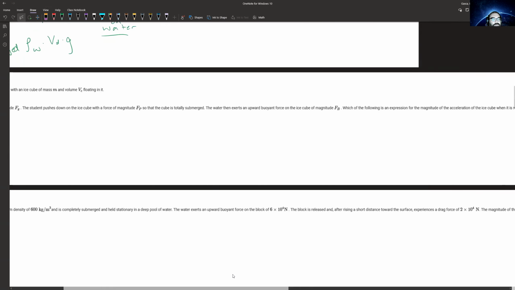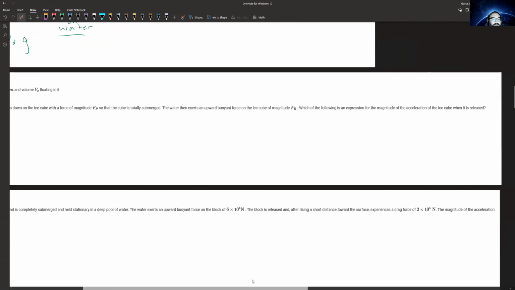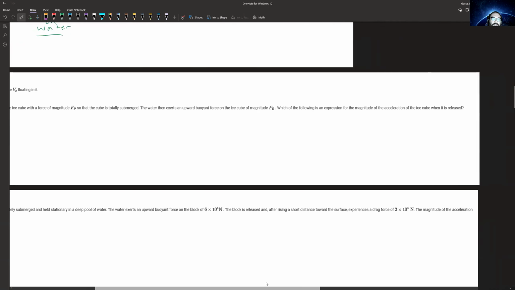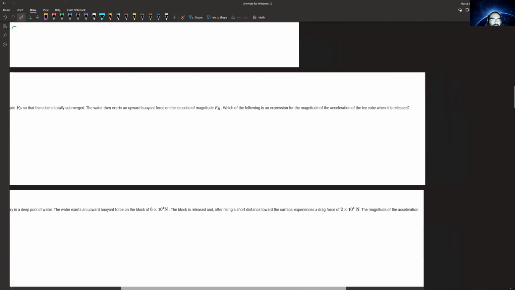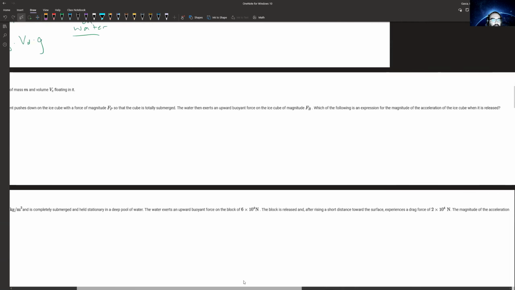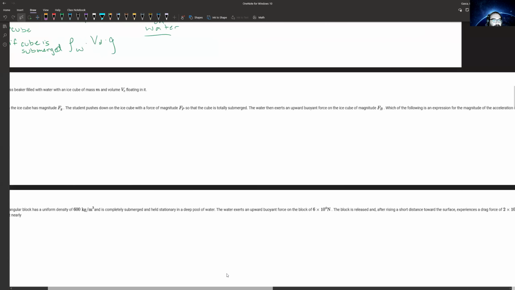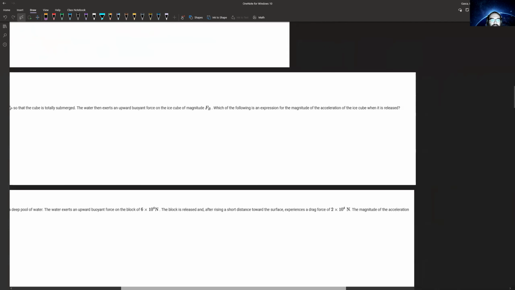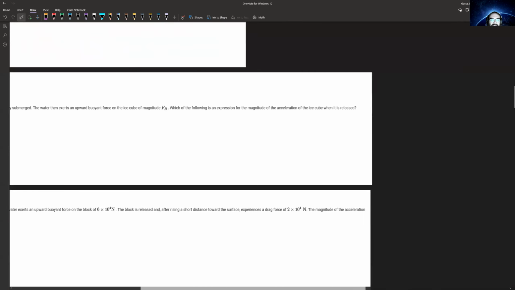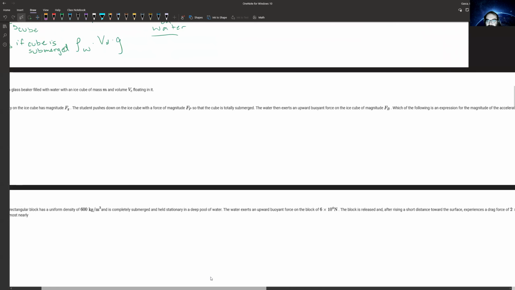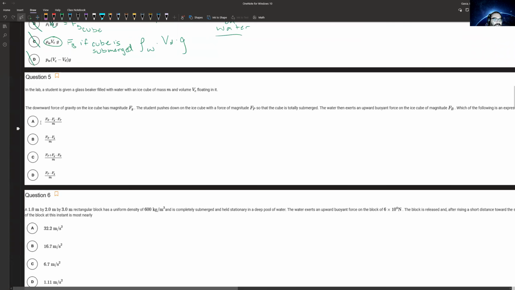And so the student pushes down on the ice cube with a force of magnitude Fp so that the cube is totally submerged. The water then exerts an upward force on the cube of magnitude Fb. And the question is, which of the following is the expression for the magnitude of the acceleration of the ice cube when it is released? So we were pushing down on it to submerge it, and then we release it. And they want us to find out which of these equations will give us the net force on the cube, or sorry, the acceleration of the cube. Plot twist, you need the net force.